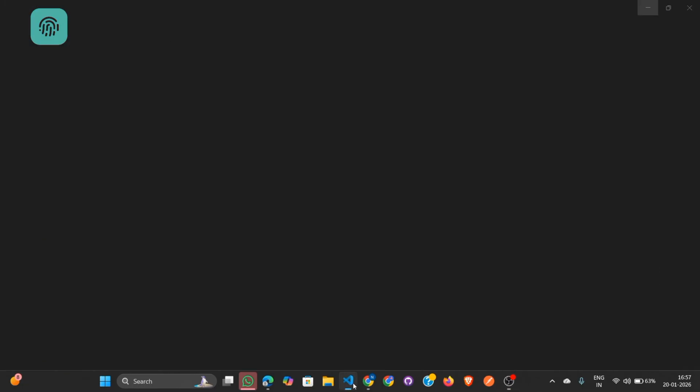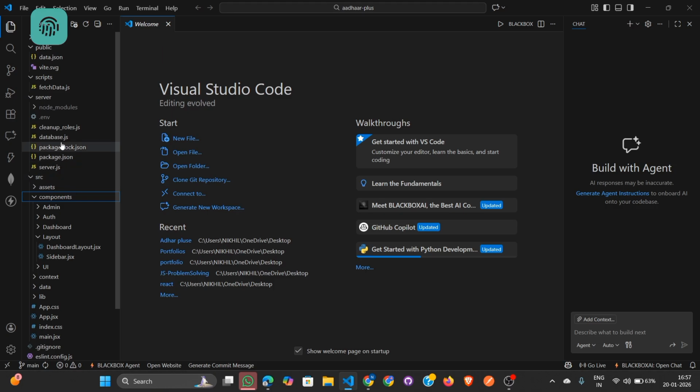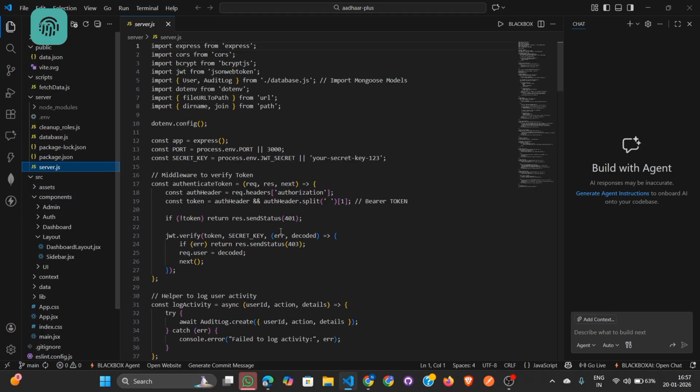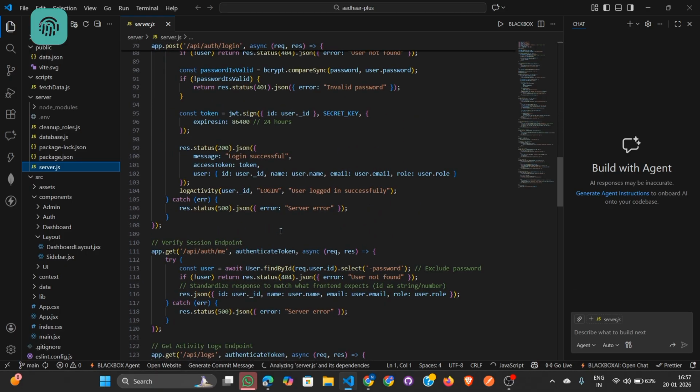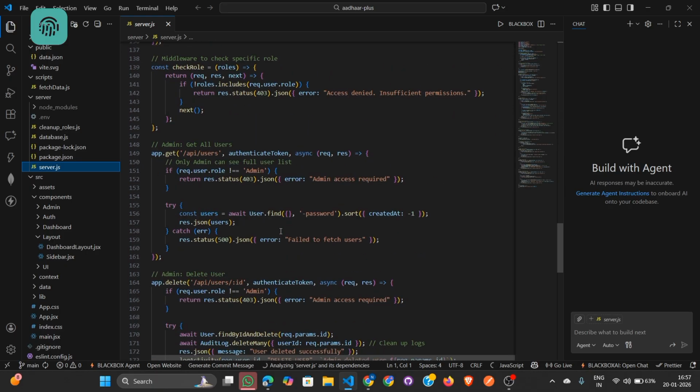But under the hood, Aadhar Plus is a high-performance full-stack application designed for cloud scalability. For the backend, we utilize Node.js and Express to build a robust REST API. We can see here server.js, how we handle API requests efficiently to serve data to our dashboard.